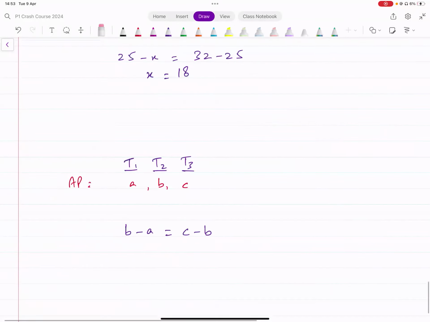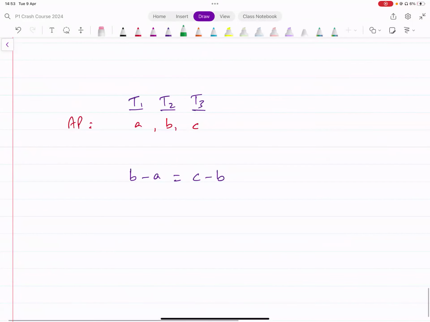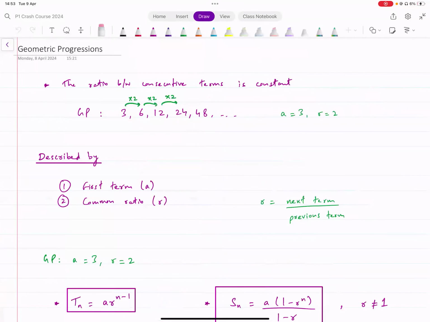And then there was this relation that we said we also need to know about. If you have an arithmetic progression and you know 3 consecutive terms from that AP, you can say T2 minus T1 should equal T3 minus T2. So B minus A in this case should equal C minus B. All right, so these were all the concepts that we talked about yesterday as far as AP was concerned.